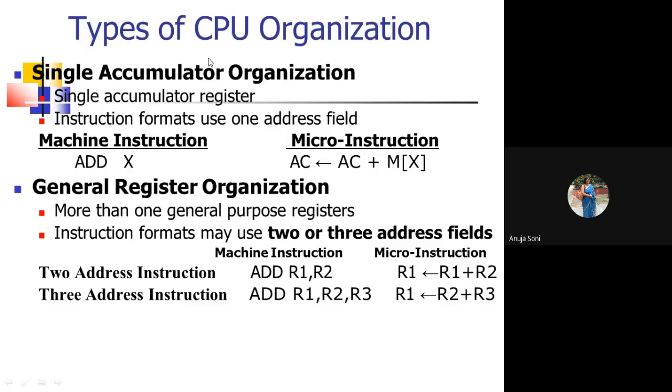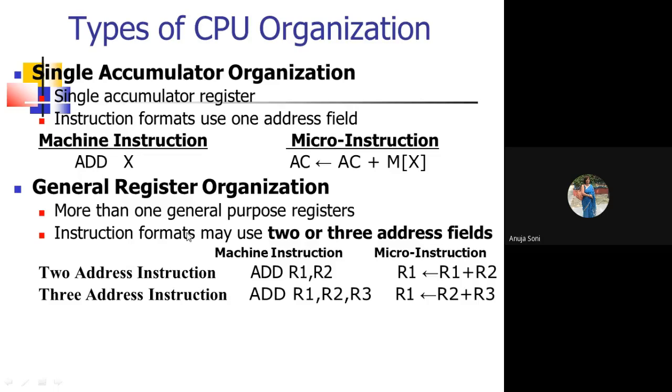Now, general register organization: how the same kind of addition may be represented with the help of general register organization. आपका right, single accumulator organization क्या कहता है कि at least one of the operands should be in the accumulator register. अब general register organization क्या कहता है कि here the accumulator register is not a must to be used. इसके में two categories हैं, 2 address और 3 address register address fields.